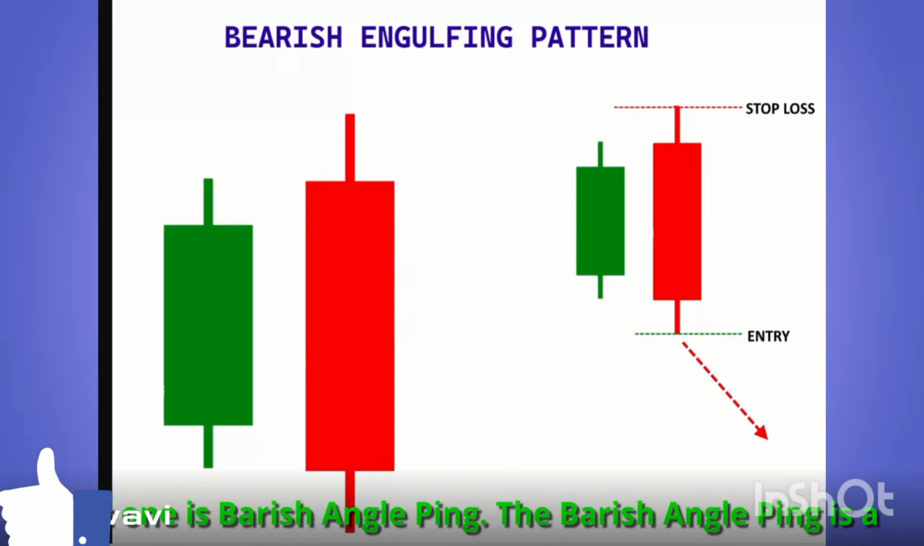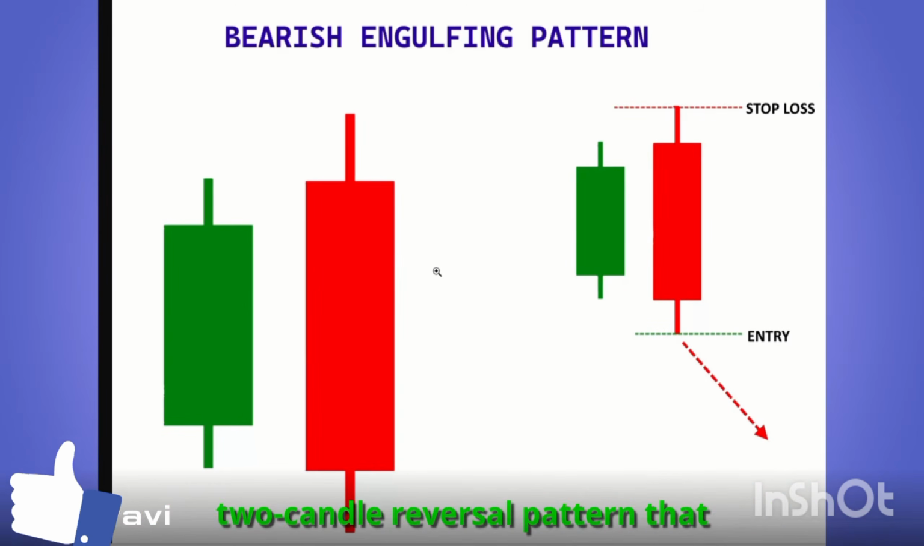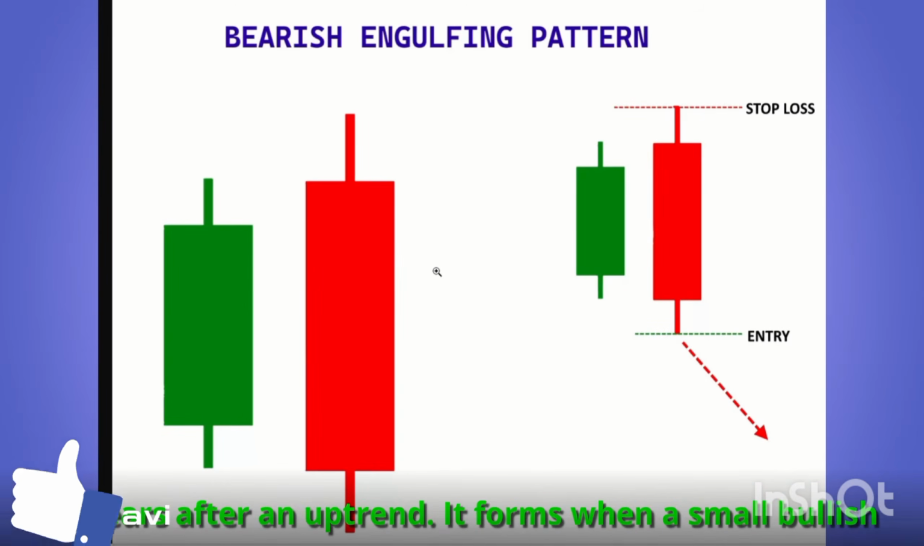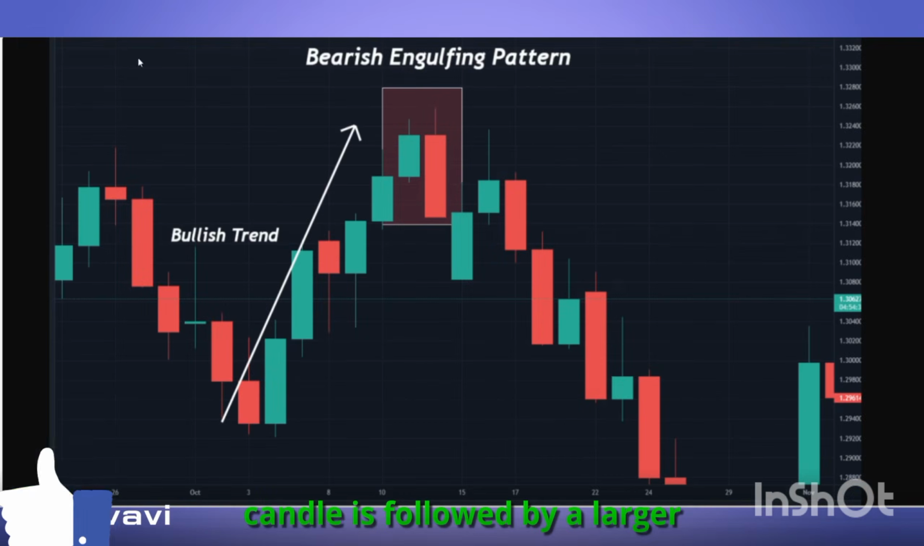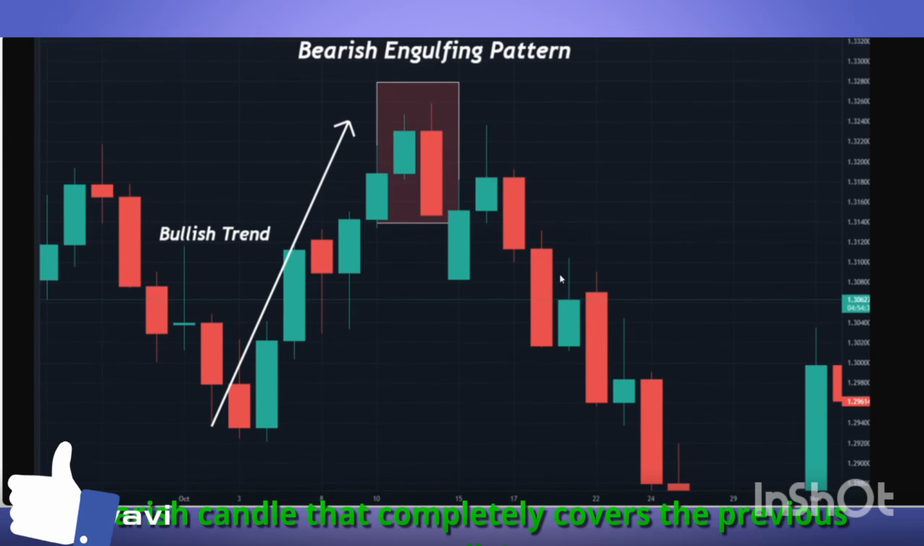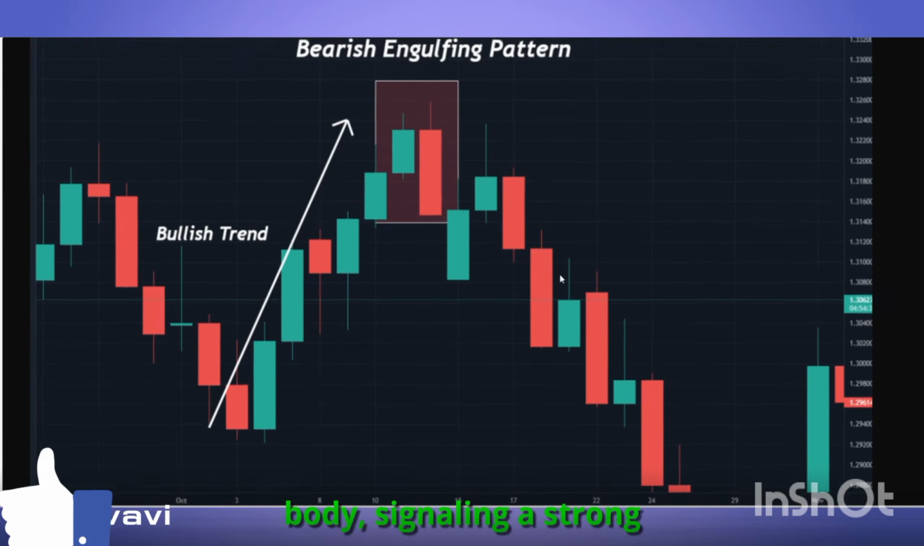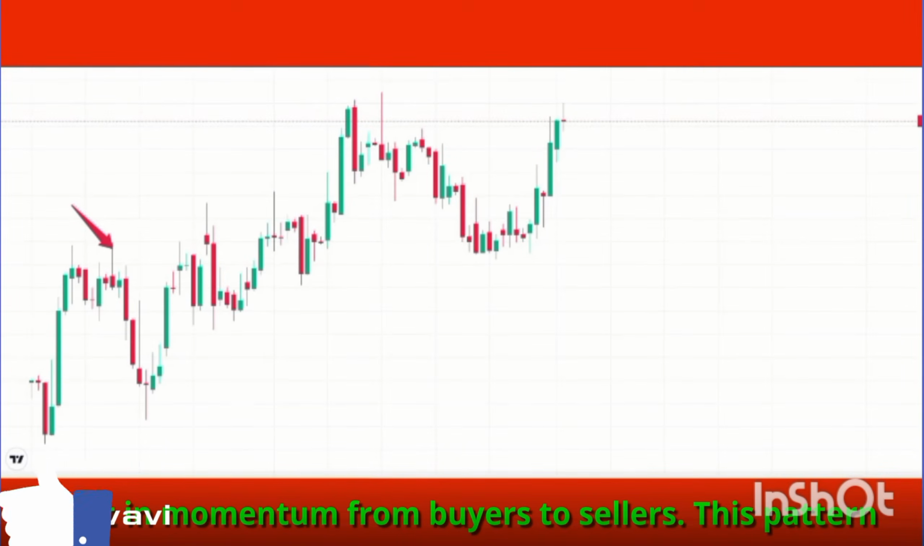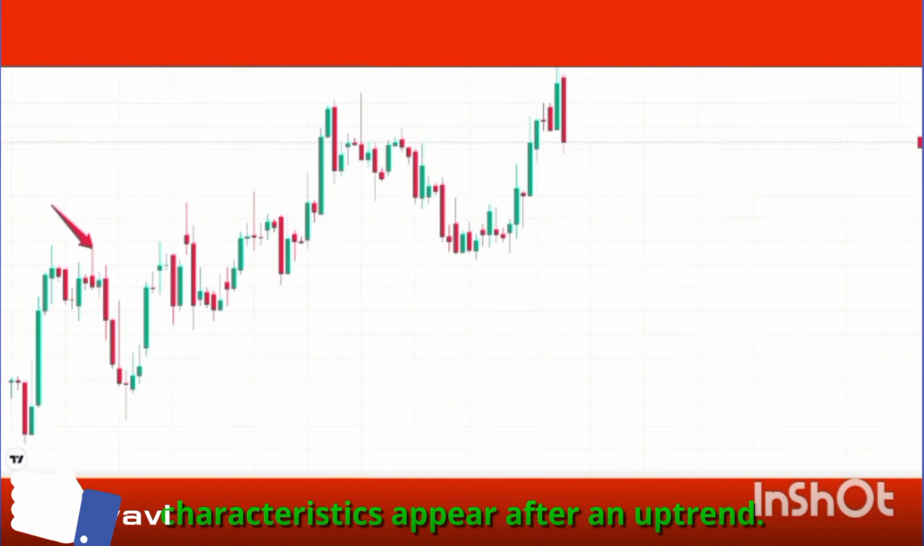First one is bearish engulfing. The bearish engulfing is a two candle reversal pattern that appears after an uptrend. It forms when a small bullish candle is followed by a larger bearish candle that completely covers the previous candle's body, signaling a strong shift in momentum from buyers to sellers.